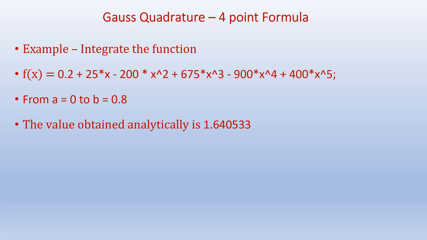To illustrate the Gauss Quadrature 4-point formula method, we'll do an example. We would like to integrate the function f of x given here between the limits a equals 0 and b equals 0.8. The value obtained analytically is 1.640533.